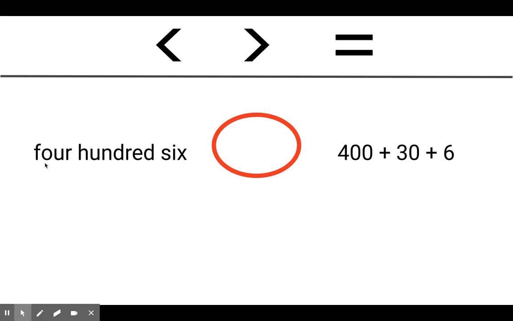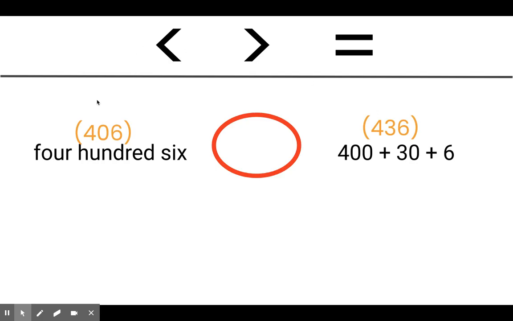Here we have a number written in word form, 406. I know in standard form, that looks like this, 406. Over here, I have the number 400 plus 30 plus 6. In standard form, I know that's 436. I'm comparing the number 406 to the number 436. On your whiteboard, I want you to write the symbol that would complete this expression. 406 is less than 436, greater than 436, or equal to 436.